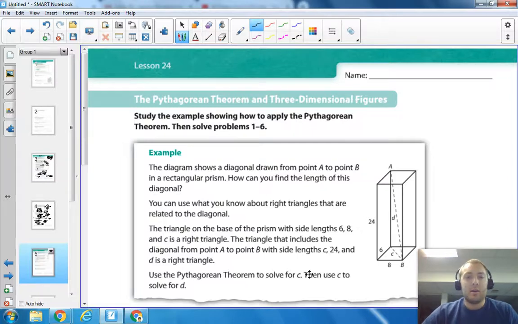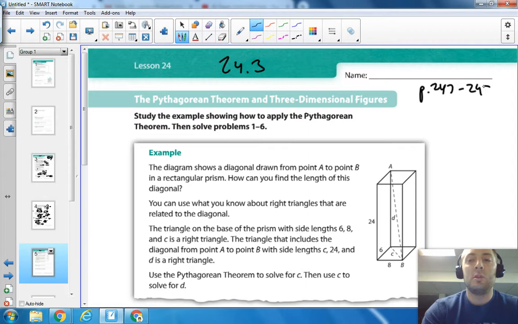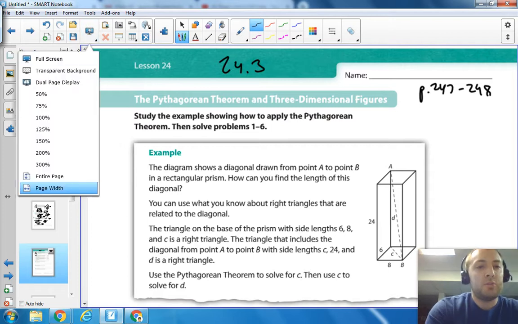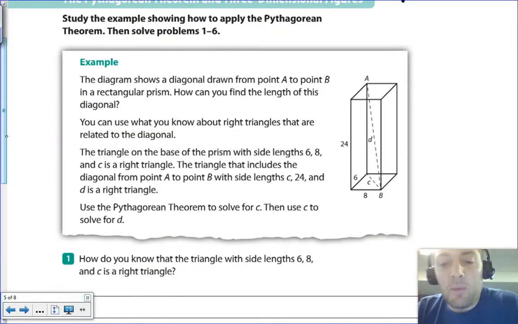Hey guys, homework help video here for page 247 and 248. This is for section 24.3, and again that is on pages 247 to 248. I'm gonna go through most of this with you, get you going. If you're struggling, you can use this as a check, or you can use this for help if you're stuck.